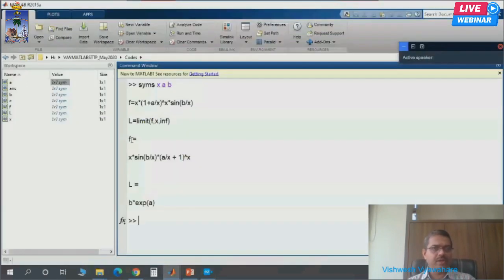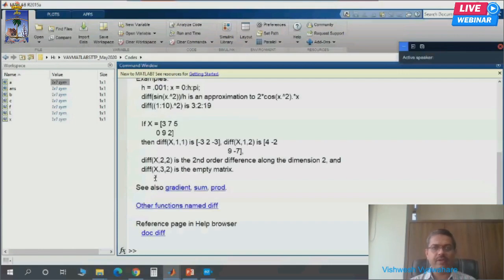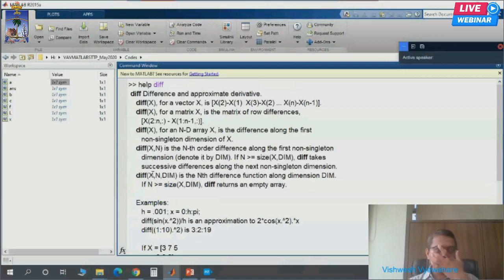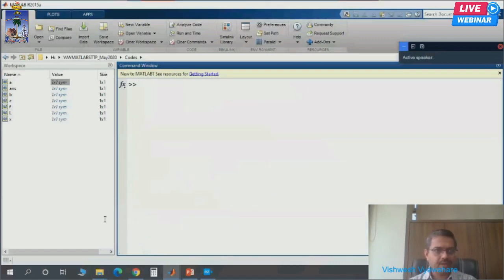Let's go to derivatives. The command is diff. Help diff. It calculates the derivative of a function. Okay, how does it calculate? Let us see.